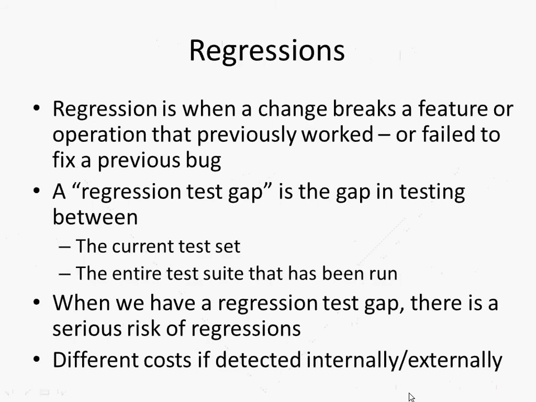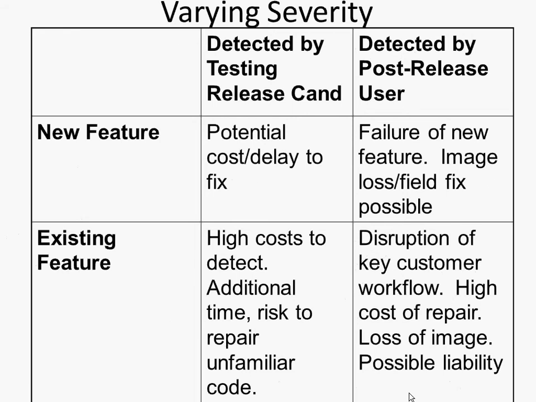Okay, so regression is when a change to a software system breaks an operation that previously worked, or it's put in place to fix a bug, but it doesn't actually, in fact, fix that bug. Okay? And it turns out this class of problems is of particularly keen interest. Why? Well, let's think about it.